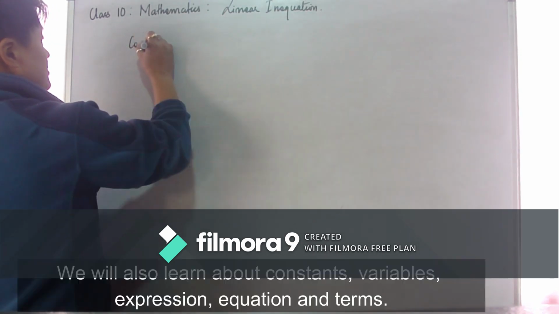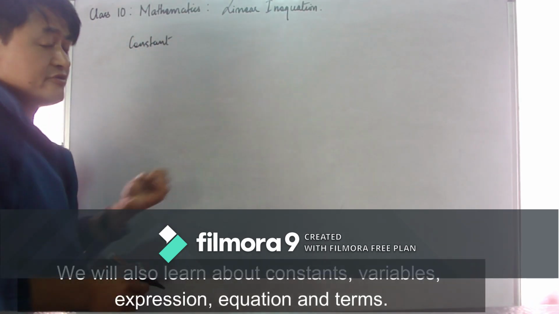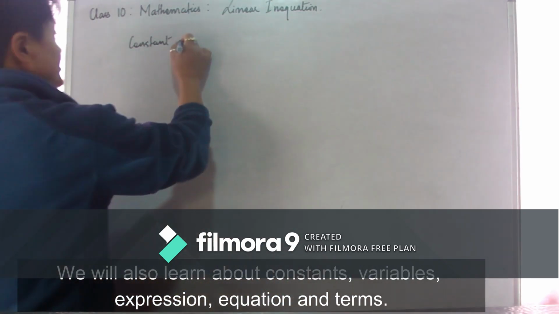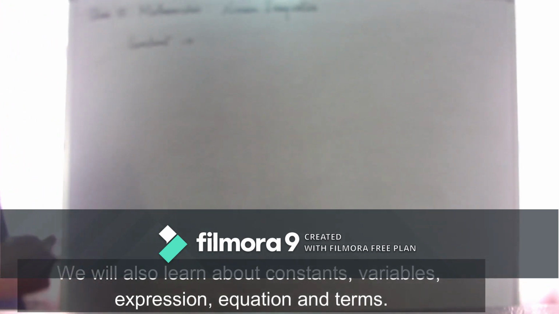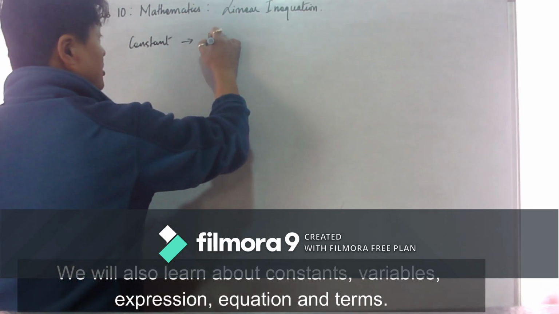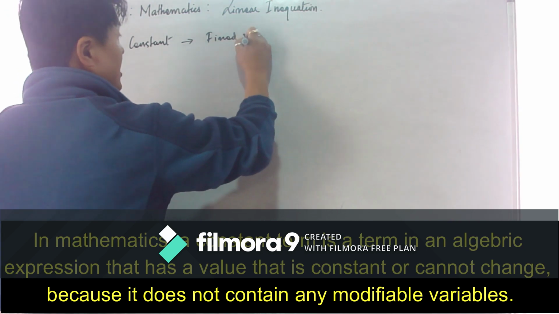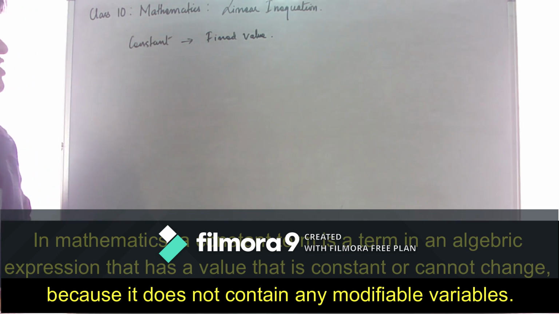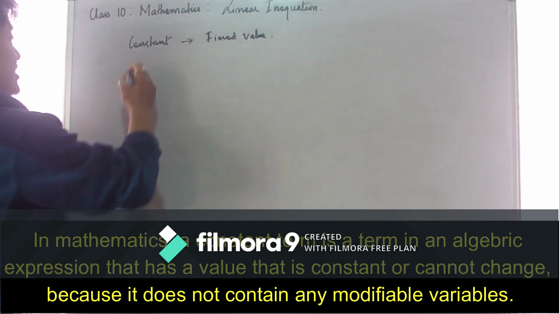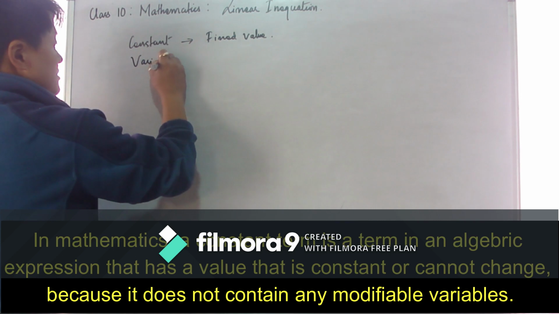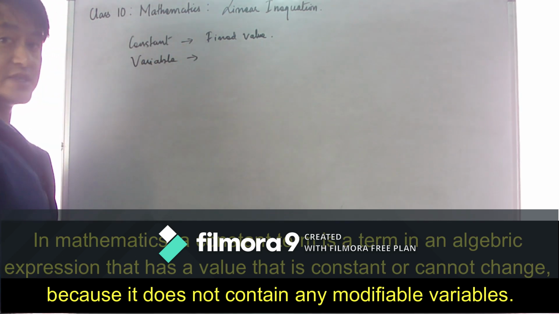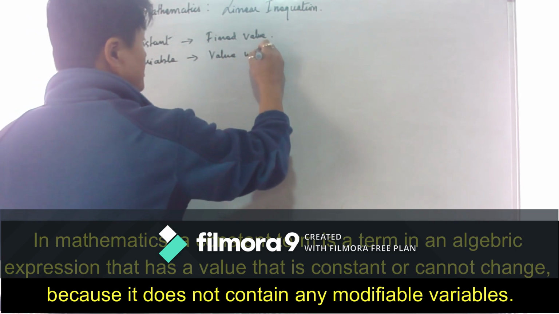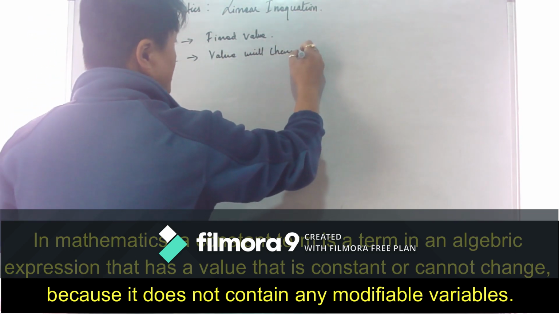constants, variables, expressions, equations, terms. So what are constants? Anything which has a fixed value. A constant is a fixed value whose value will not be changed. And a variable is something whose value will change. Those whose value will change are called variables.